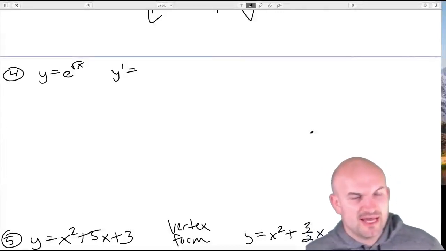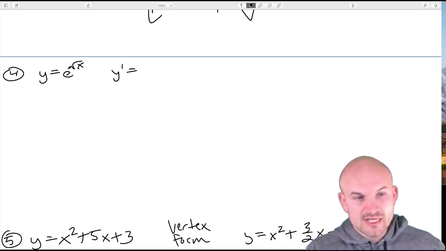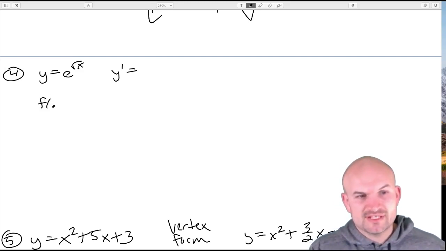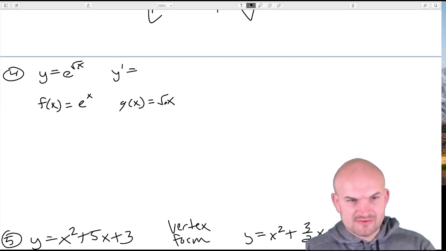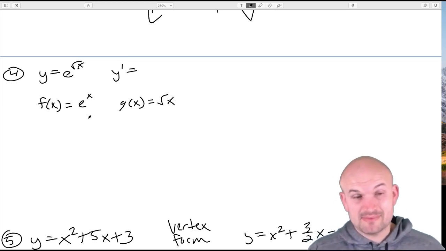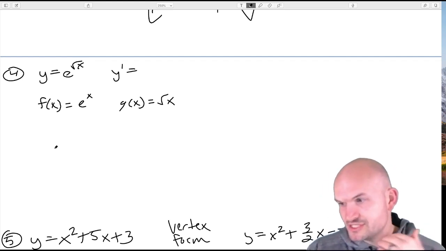So in the next example, I have y equals e to the square root of x. So notice that we have a function inside of a function, right? So we can think of this as two functions, f of x equals e to the x and g of x as square root of x, okay? So technically we have the g of x function plugged into the f of x function. So this is like the composition, right? So again, we have this composition of functions where we have one function plugged into another function.